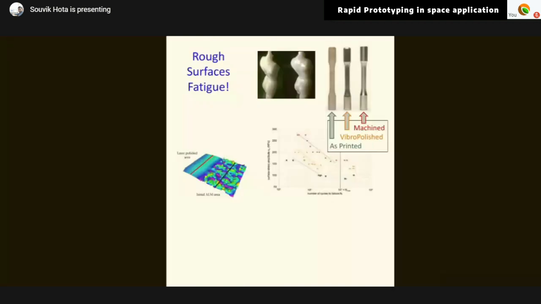Now if we move to the next slide, we can see there are some effects of surface roughness in case of our additive manufacturing process or rapid prototyping process. The rough surface tends to have more fatigue.